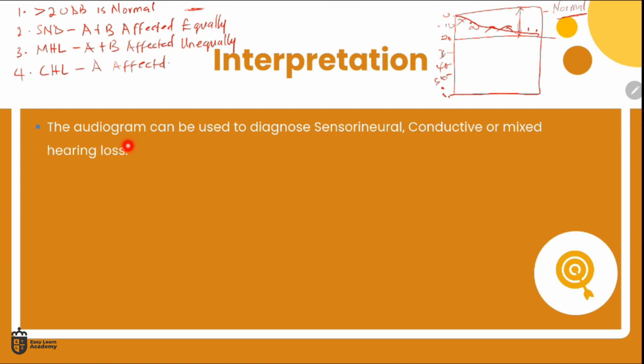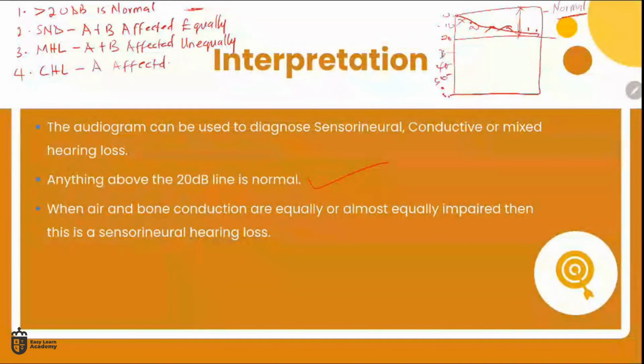Once you know this, you set yourself up for success. So let's look at those points. Anything above the 20 decibel line is normal, and we agreed. When air and bone conduction are equally or almost equally impaired, then this is sensorineural hearing loss. Point 2.